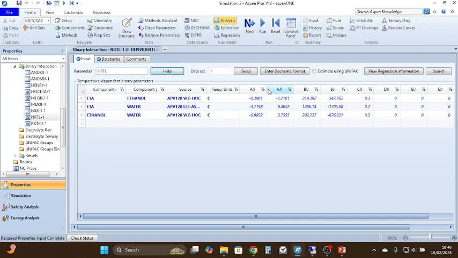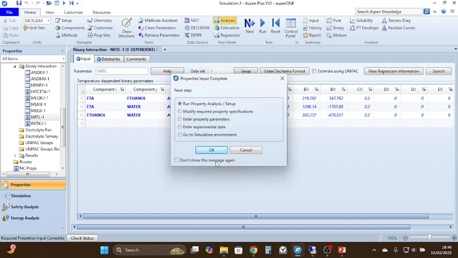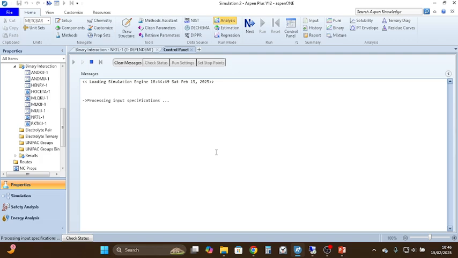These are the binary interaction parameters for NRTL for the three components. Over here you can see all the interaction parameters are retrieved from the data bank, so we don't need to estimate any missing interaction parameters. We are going to click on next and run the property analysis.